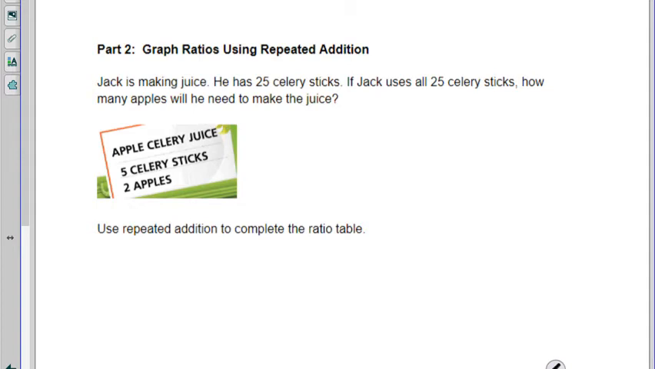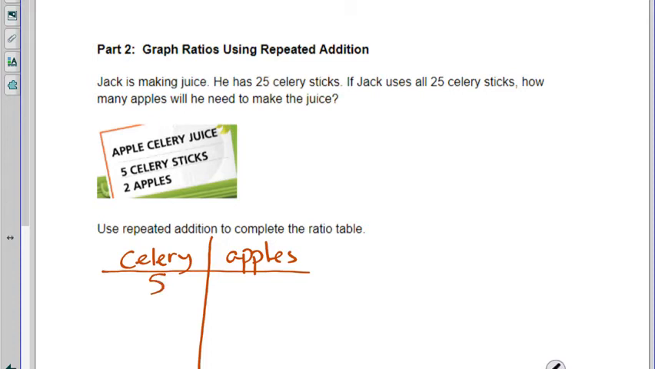Okay, now we're going to use skip counting or repeated addition to create a table, a ratio table, to help us answer this question. Jack, he's making juice, and he has 25 celery sticks, and if he uses all those celery sticks, how many apples would he need to make this juice? Well, let's make a table for this. So if we have 5 celery sticks, that's 2 apples.